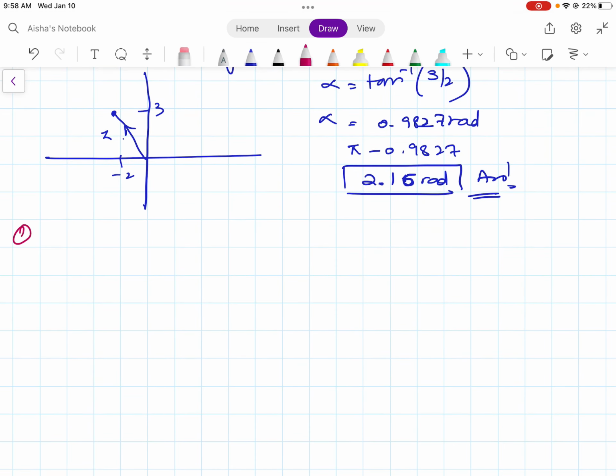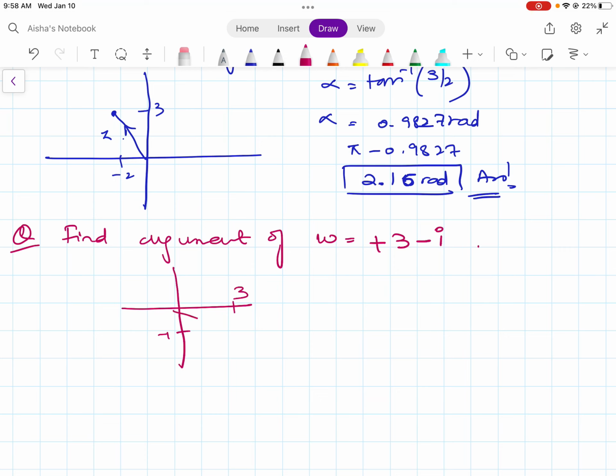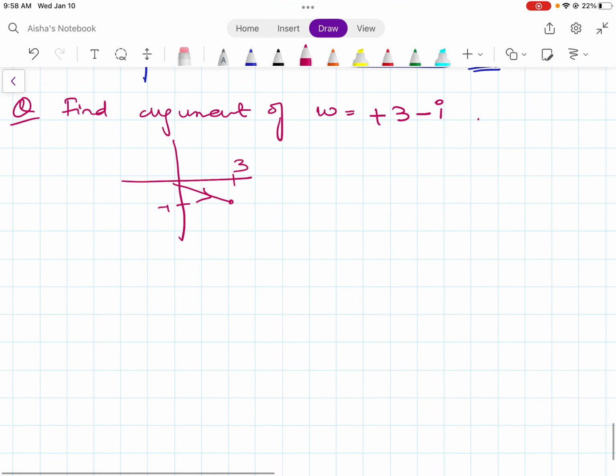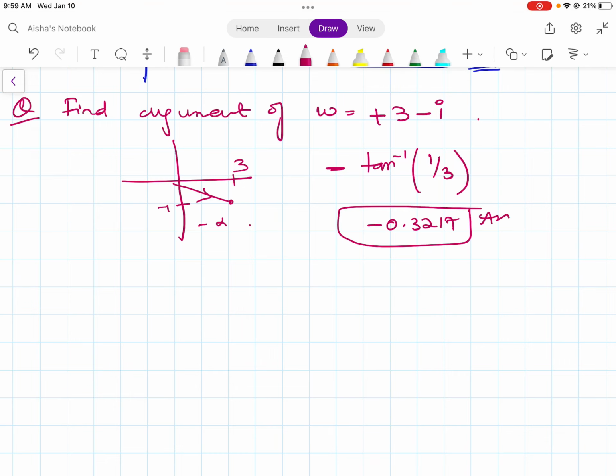Let's do another example. Now plus 3 minus iota, 3 here and minus 1 here. This is where it lies. So first thing is tan inverse 1 upon 3. Then over here the angle is minus alpha. So just write a minus sign with it. Tan inverse 1 upon 3 gives you minus 0.3217 as your answer.